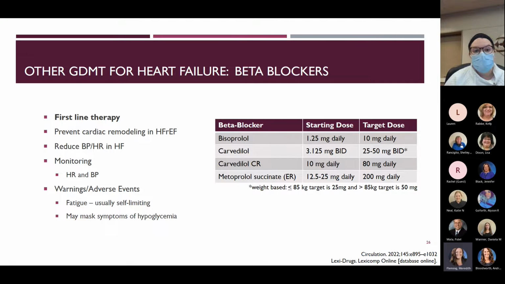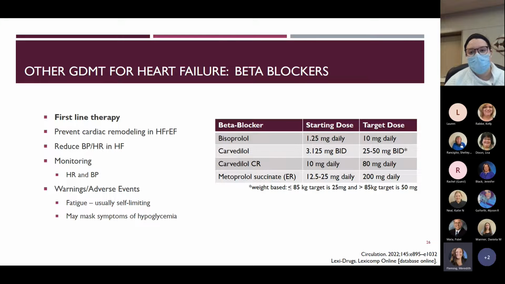With our beta blockers, these have been first-line therapy for heart failure for a very long time, so I don't think that we need to review these very heavily, other than our target doses for beta blockers, because I feel like this is an area that we don't commonly or we're not able to always achieve in our patients, so it's a good reminder of what our target doses are as long as our patients can tolerate them.